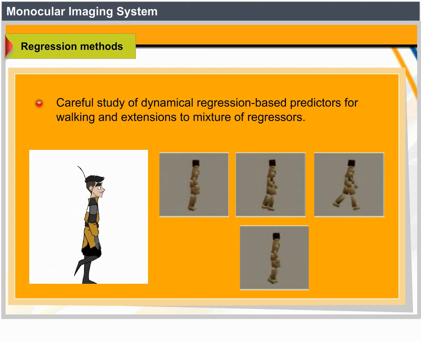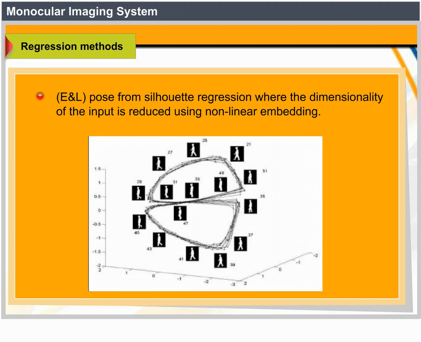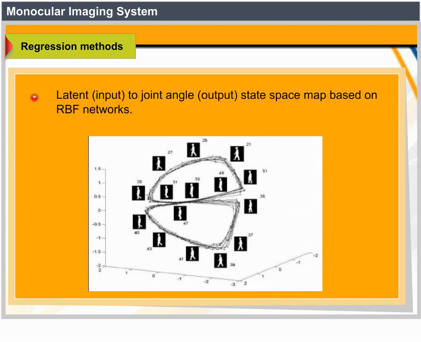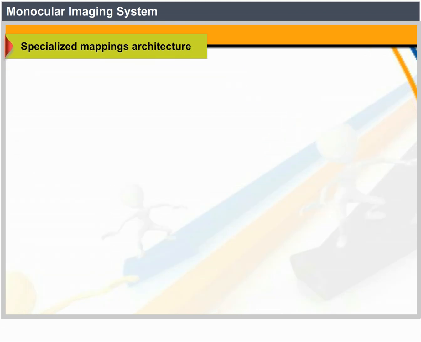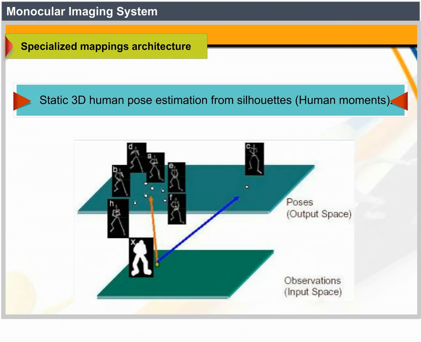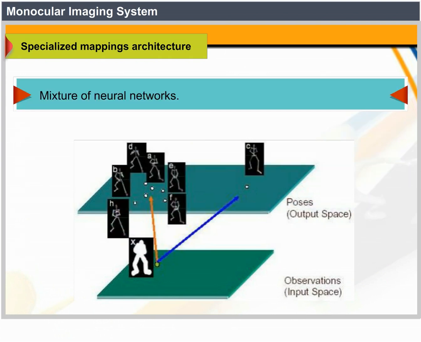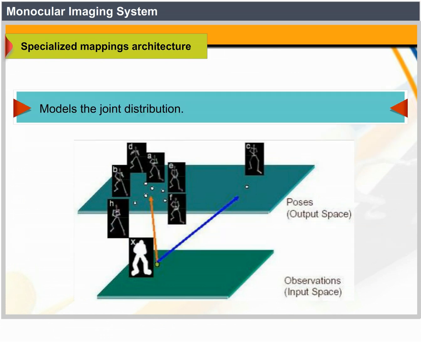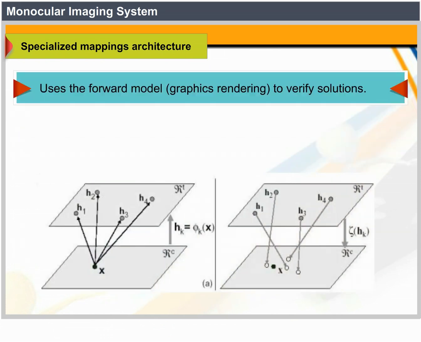Pose from silhouette regression where the dimensionality of the input is reduced using nonlinear embedding. Latent input to joint angle output state space map based on RBF networks. Specialized mappings architecture. Static 3D human pose estimation from silhouettes. Human movements. Approximates the observation pose mapping from training data. Mixture of neural networks. Models a joint distribution. Uses the forward model graphics rendering to verify solutions.